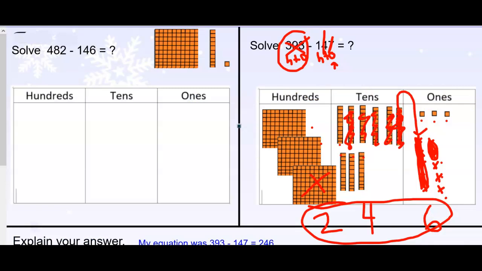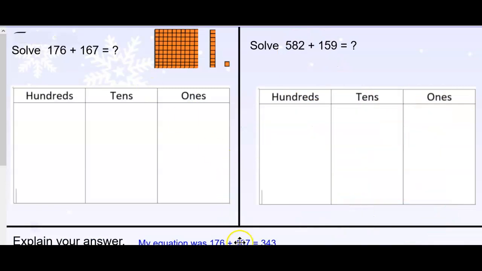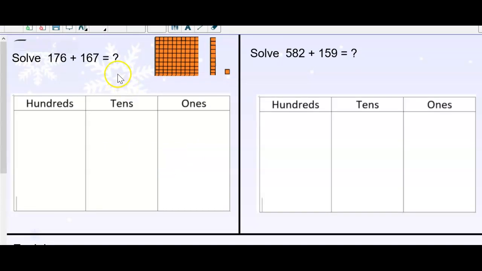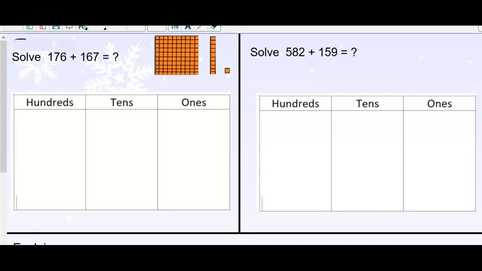Now it's time to look at our problem for today. Today we're going to add 176 plus 167 using the base 10 block strategy. Can you help me?